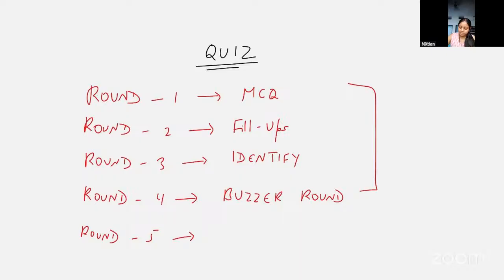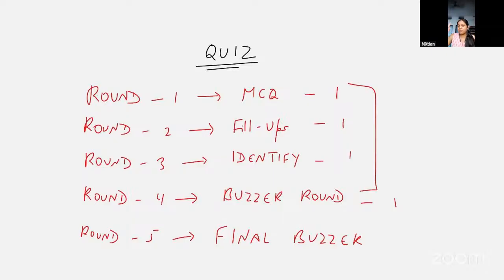What happens in the final buzzer? You get one question, and this is the highest weightage question. Maybe I'll give it a 4 mark question. MCQ is a 1 mark question, fill up 1 mark, identify 1 mark, buzzer 1 mark. In the last final buzzer round, I give a bigger mark question, a 4 mark question.